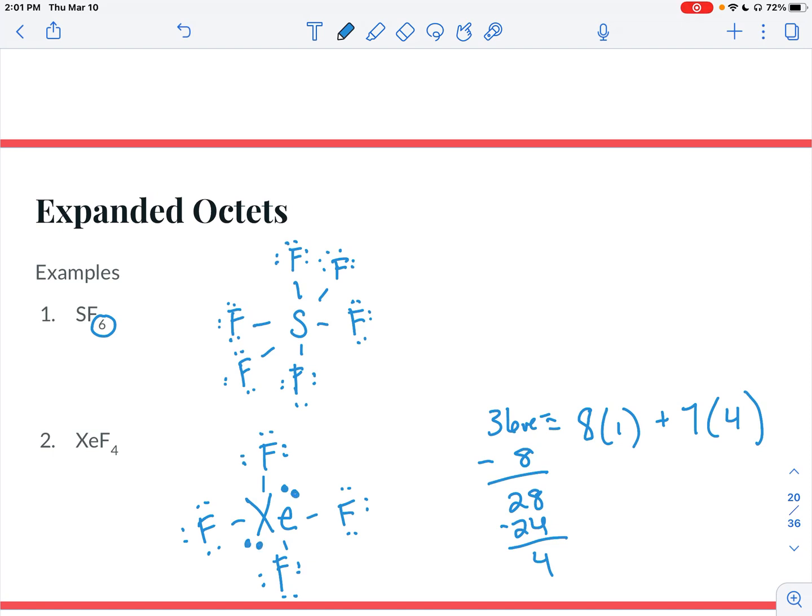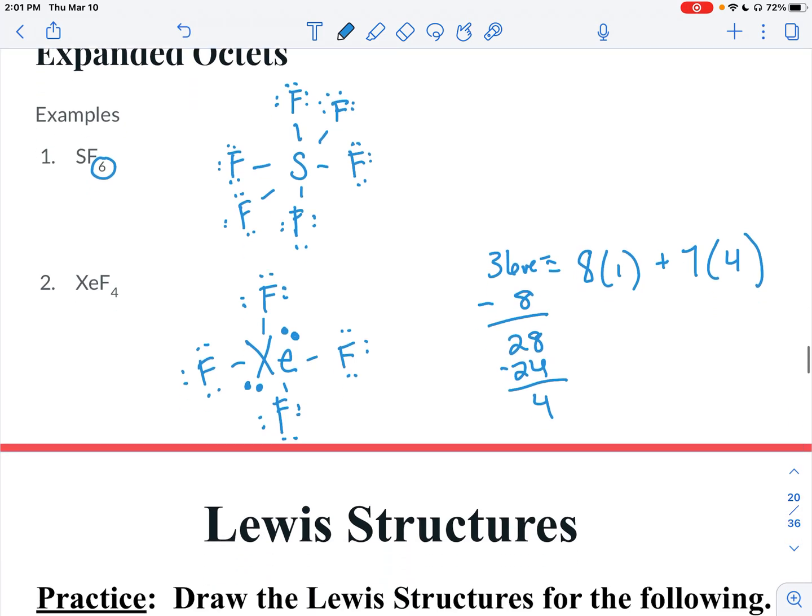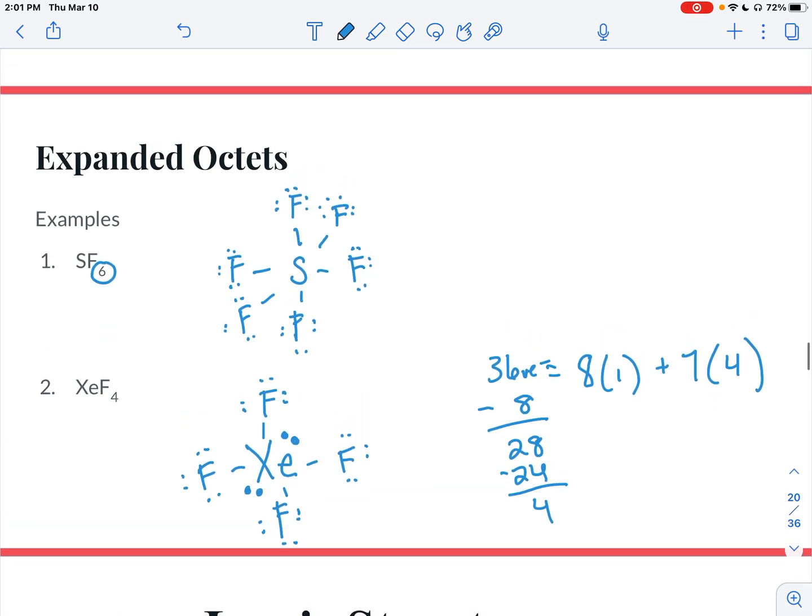Now, Xe, again, is expanded. All of the terminal atoms still follow the octet rule, and Xe has more than 8 valence electrons, and that's okay because Xe has an expanded octet. And so that's it. That's all we're going to do in this video, just those expanded octets, and we'll do practice in class.